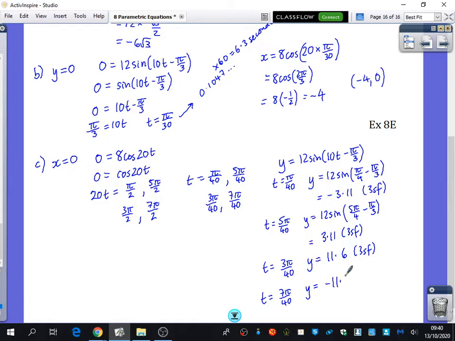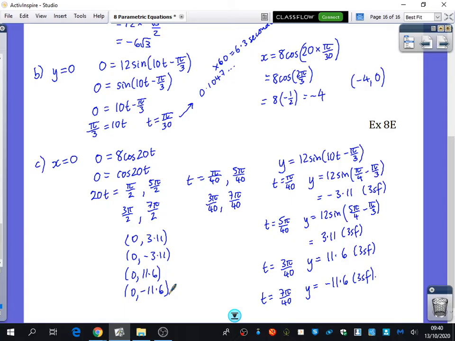Good, minus 11.6 to 3 significant figures. So we've got these 4 coordinates of where it crosses. We have (0, 3.11), (0, -3.11), (0, 11.6), and (0, -11.6), which is great because we wanted the 4 different solutions that we had.